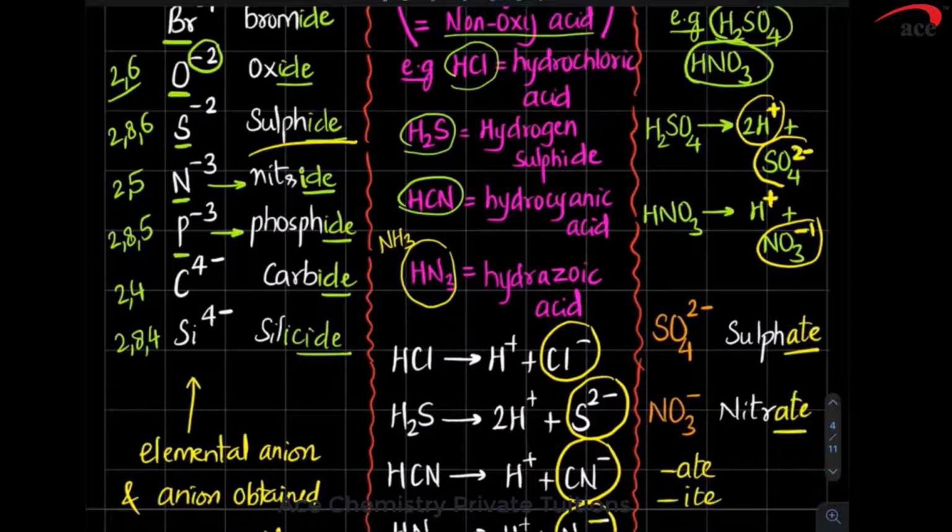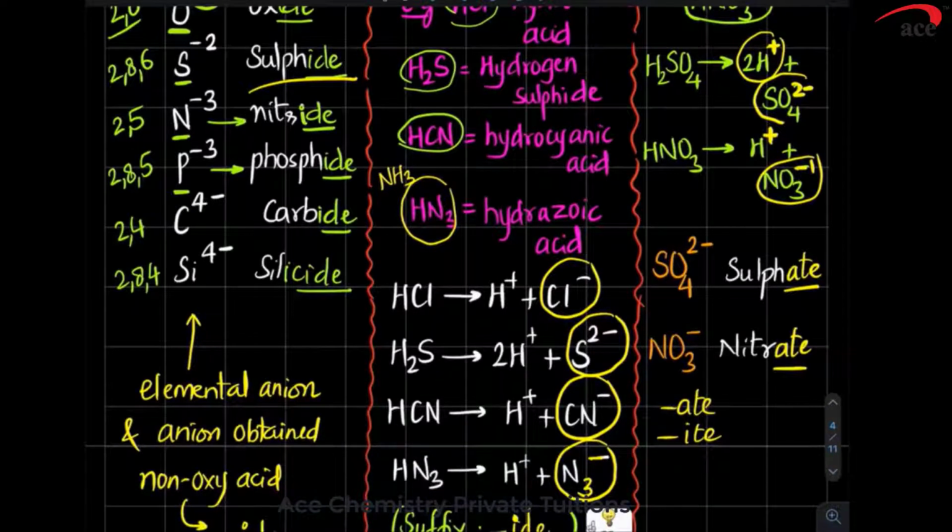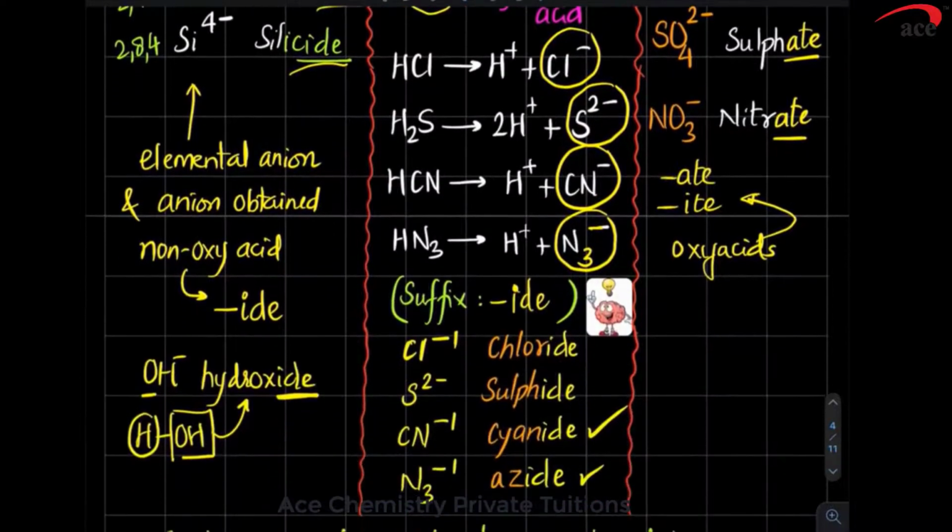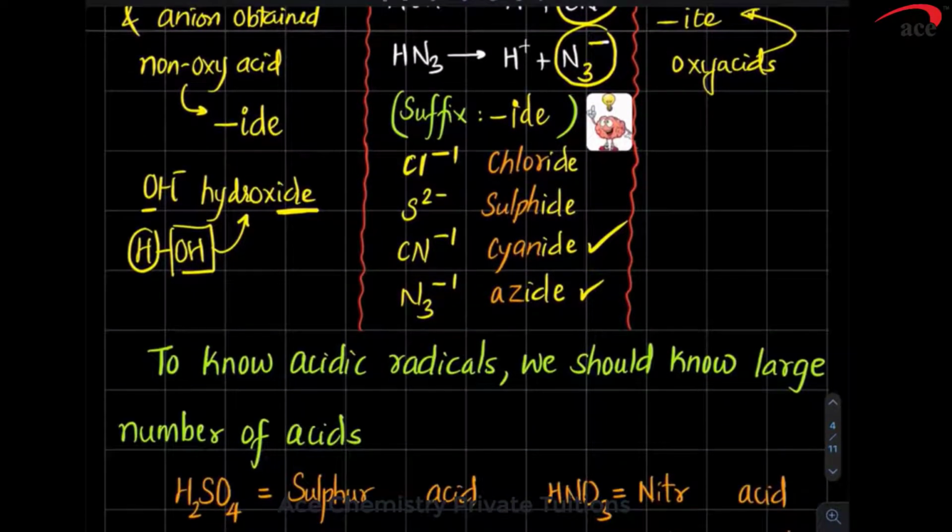So the question is, which anions end with the word ate and ite? The answer is, anions coming from oxy acids end with ate and ite. And those which come from non-oxy acids end with ide, and those which come from elements also end with ide. Now with this, we try to go further on.